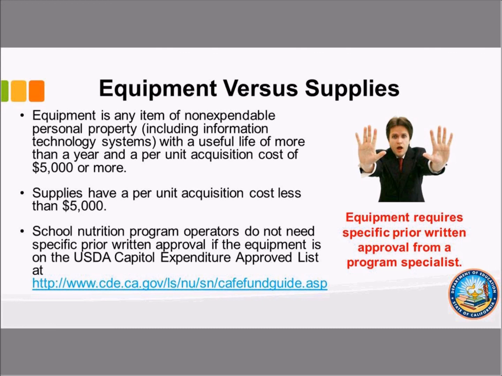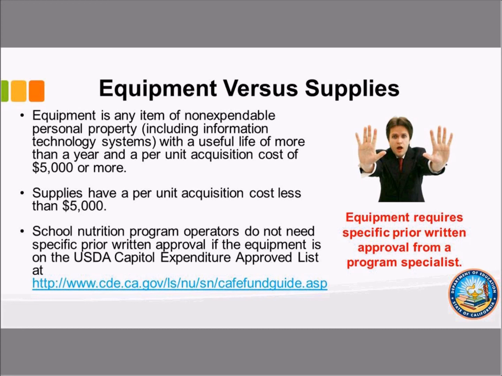I'm glad you brought that up. School nutrition program operators do not need to obtain specific prior written approval if the equipment is listed on the U.S. Department of Agriculture Capital Expenditure Approved List. This list is available on the CDE School Nutrition Program Cafeteria Funds Guidance webpage at the link on this slide.